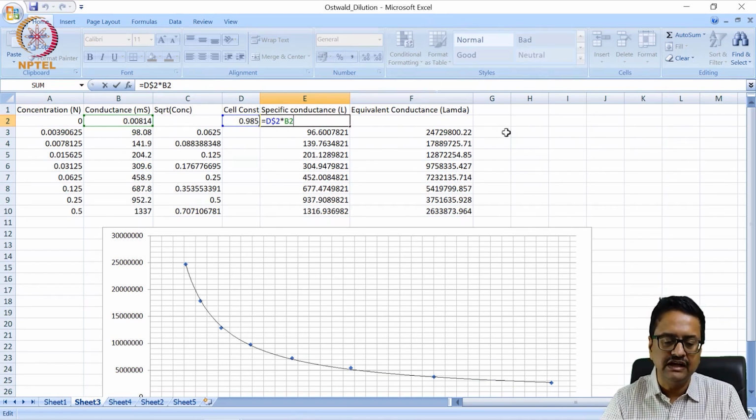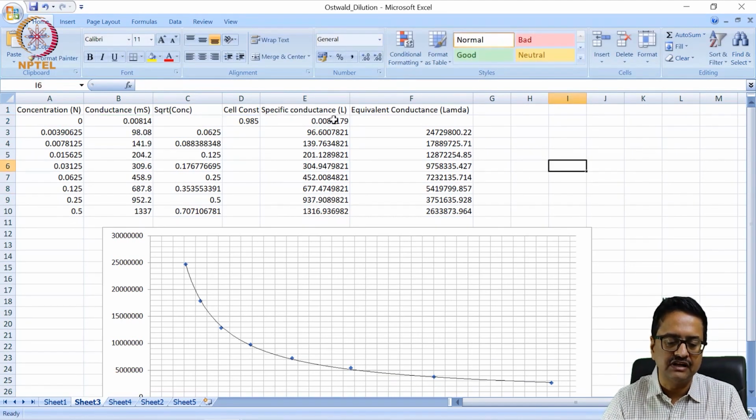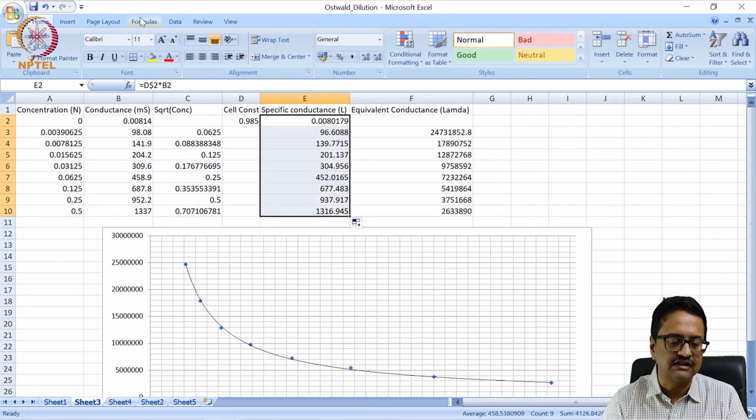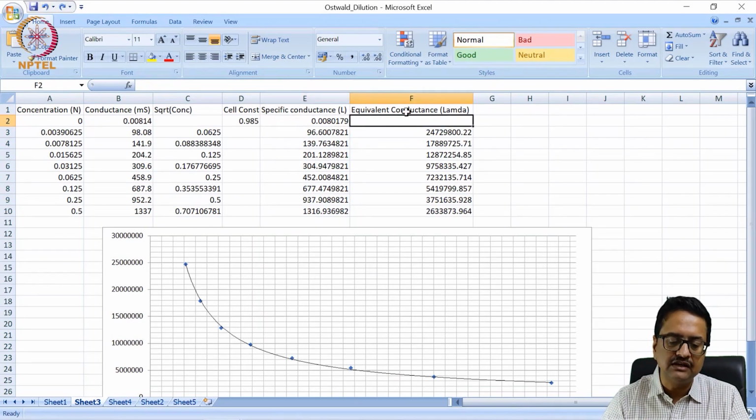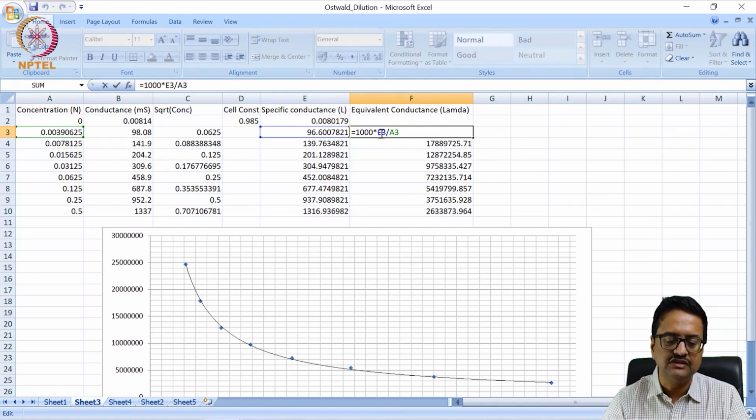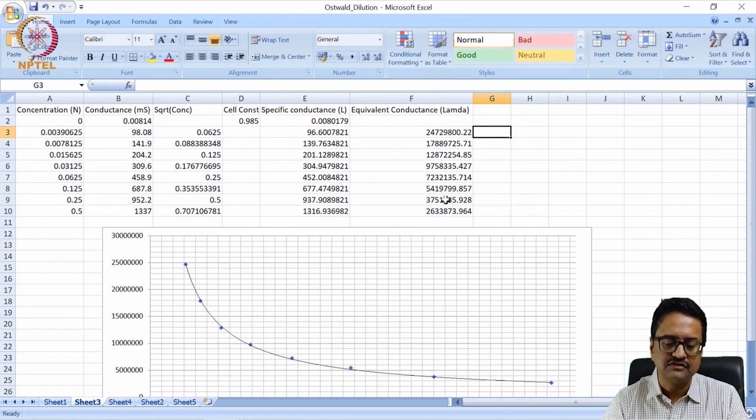So immediately you know that this value is my specific conductance value, and then you pull it, you will get the corresponding specific conductance value. I should not have done that. I had already done a calculation. Now we need to calculate the equivalent conductance lambda, which you know is 1000 into specific conductance divided by concentration. So using that method, one can easily calculate the equivalent conductance for all of those solutions.